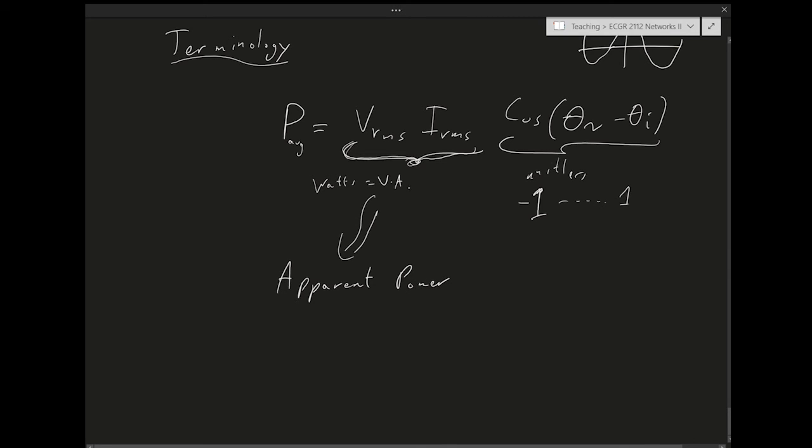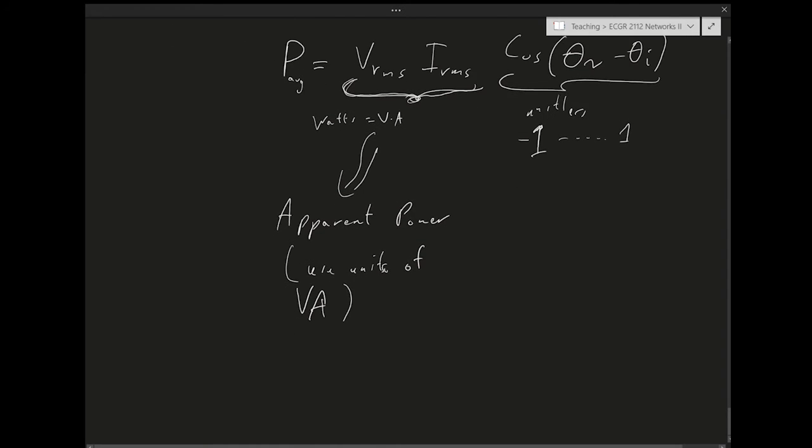It is a power because it has units of watts, volt times amps, but it's not the actual average power. It is the apparent power of the system, right? And it has units of volt amps, right? So to distinguish this power from the average power, which is the real power, people use units of VA for it. So when I'm talking about average power, I say 50 watts.